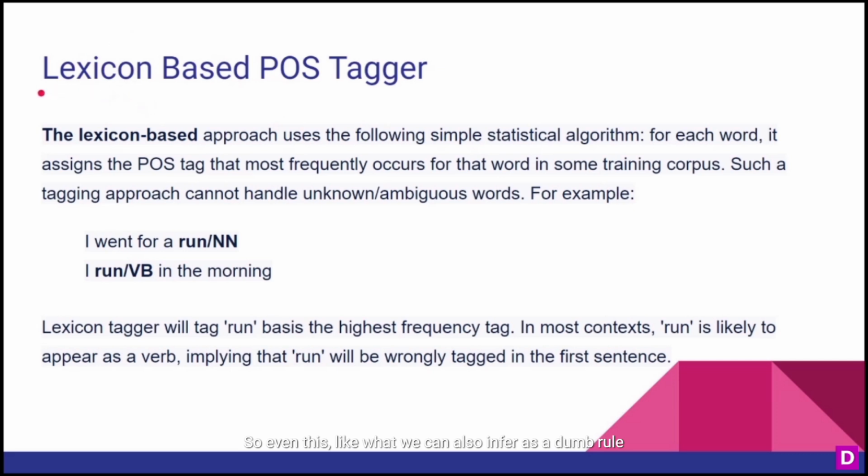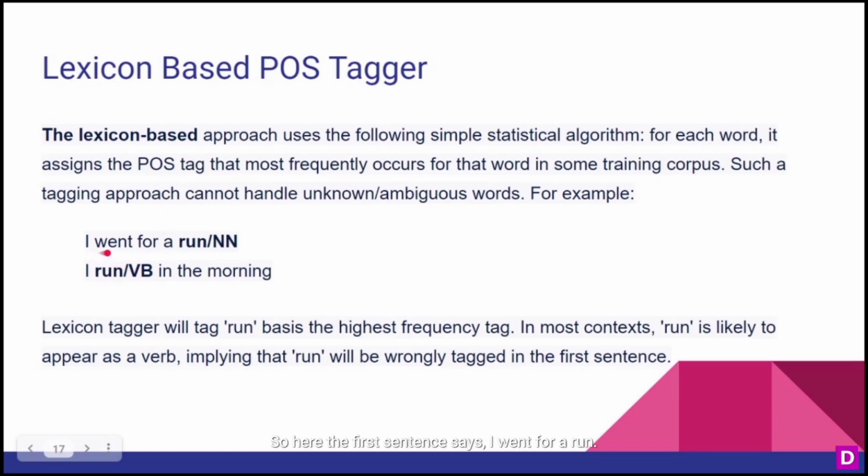Even this, which we can also infer as a dumb rule or a dumb method of POS tagging, can achieve about 90% accuracy. I have taken one example over here to show how the lexicon based approach would be insufficient, or not very suitable, for POS tagging. I have taken two sentences.